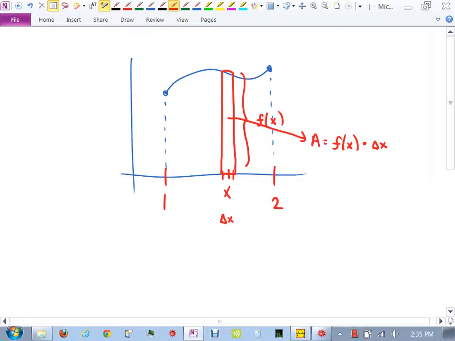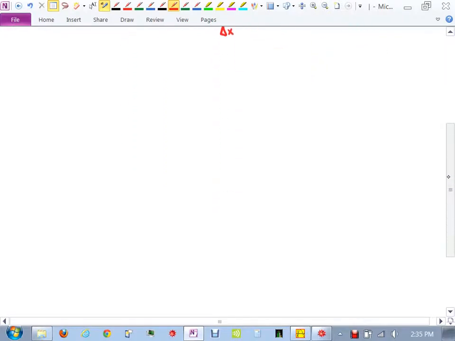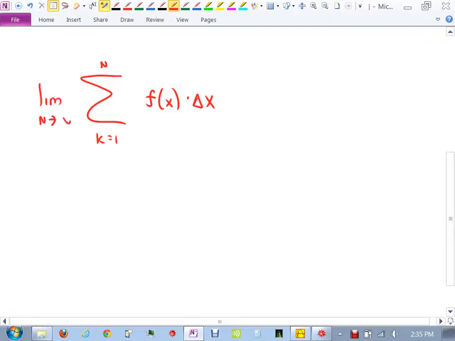And how do I find the area of the whole thing? I add all those rectangles up forever, right? I draw an infinite number of rectangles and I add them up forever. And that process of taking the sum as k equals 1 to infinity of each rectangle times its width, and letting the number of rectangles go to infinity.